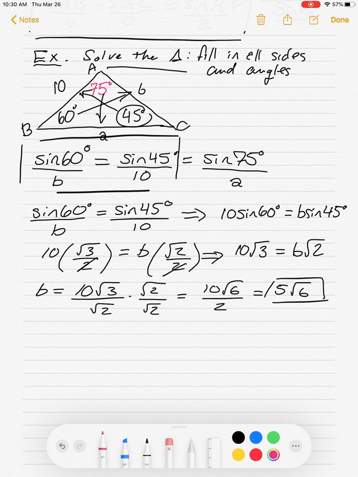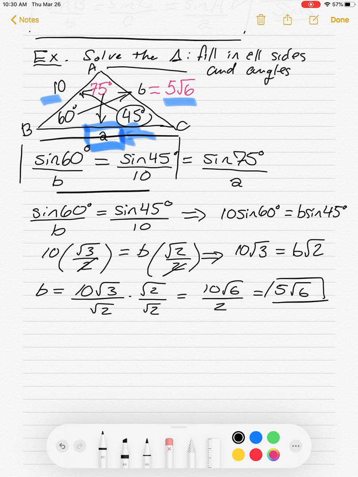Let me go back and fill this in on the triangle. So this was the side B, 5 square root 6. Okay, what else do I need? So I guess I just need, looking back at the picture, I have 2 sides. I'm missing this side. I have all 3 angles already. So I guess the only thing left is to find that side A.